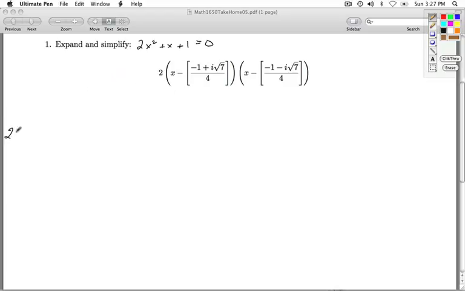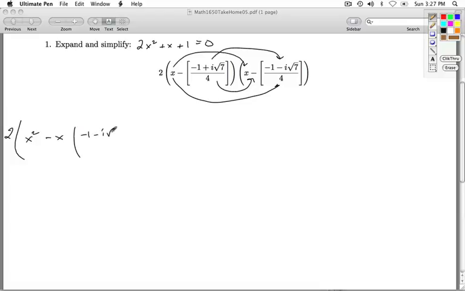So we're going to leave that 2 out front here first, and just use the distributive property here. The first, outer, inner, last, FOIL kind of a thing. X times x is x squared. And I have x times this, so that's minus x times this guy, minus x times this guy, plus the product of these two things.